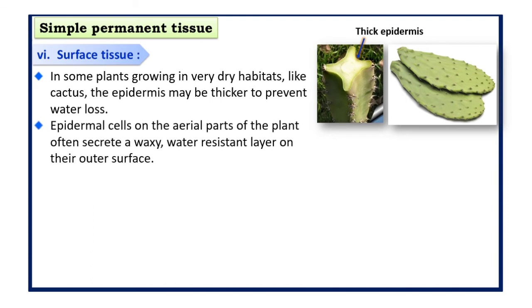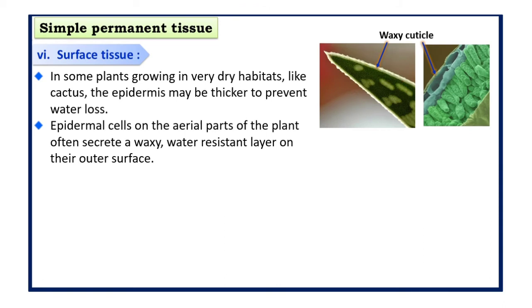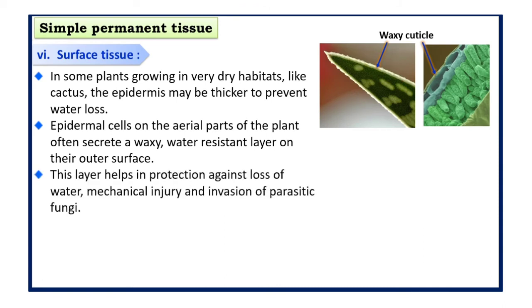The epidermal cells on the aerial parts of the plant, on the top parts of the plant, secrete a waxy layer. If you have ever noticed the leaf of aloe vera, on top of it you get a waxy transparent layer. So they have a waxy, water resistant layer on their outer surface. This is what is called a waxy cuticle. This layer helps in protection against the loss of water, that is, the plant will lose very little water. It also prevents the plant from mechanical injury and from the attack or invasion of any parasitic fungi, that is, the plant is protected from fungal disease.